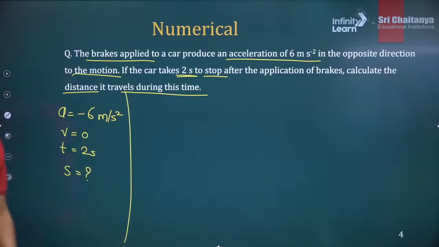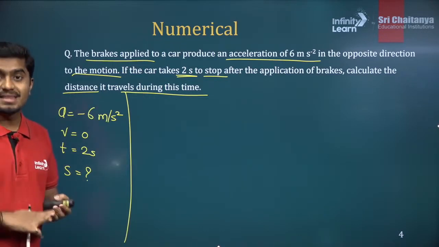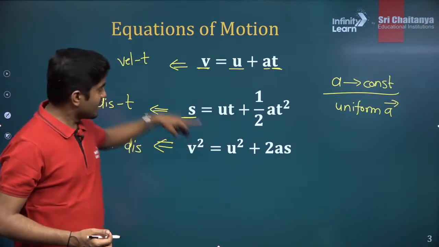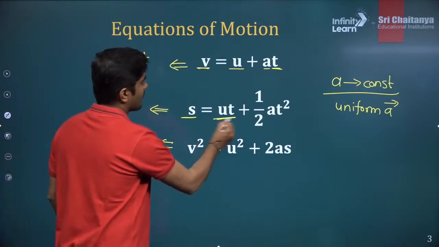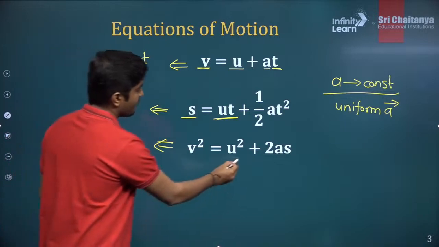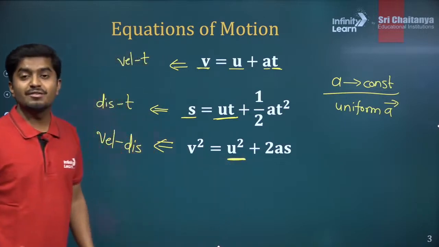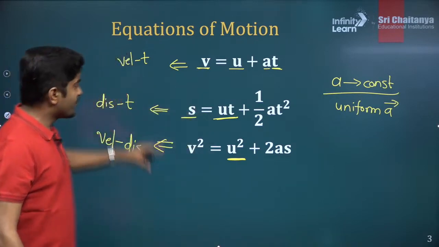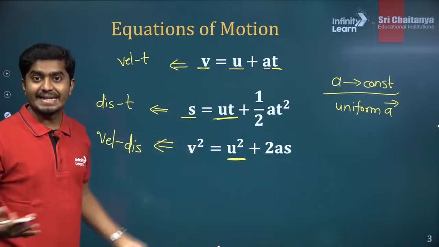So let's solve. Who can solve? And tell me, which equation can you use? The first, second, or third equation? We want to find the displacement. Displacement is there in the second and third equation. But in the second and third equations we have the initial velocity, and we don't know the initial speed, correct? So we cannot use the second and third equation directly.